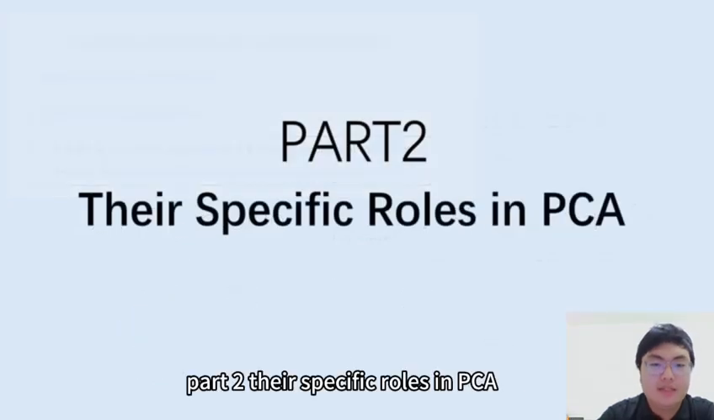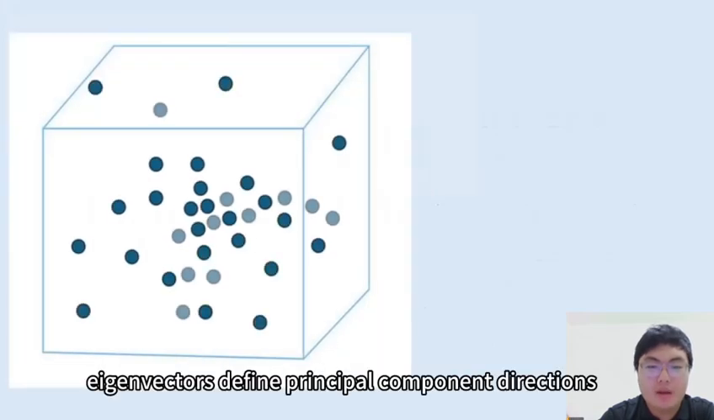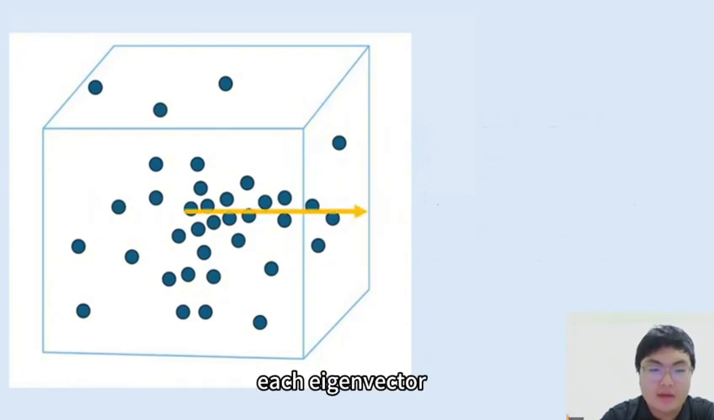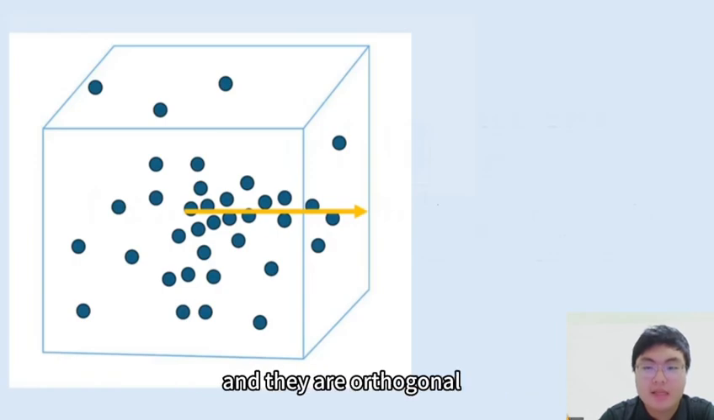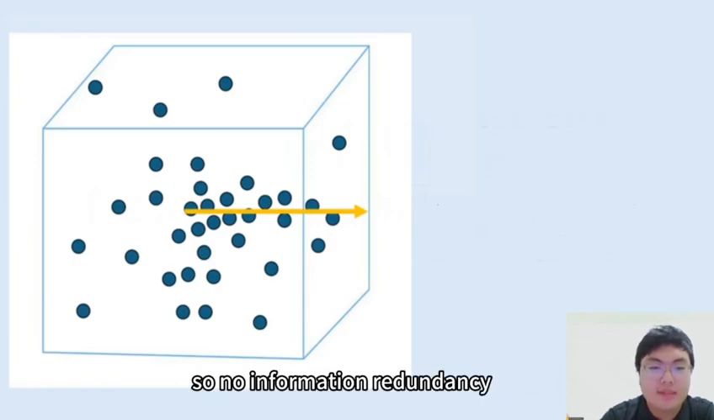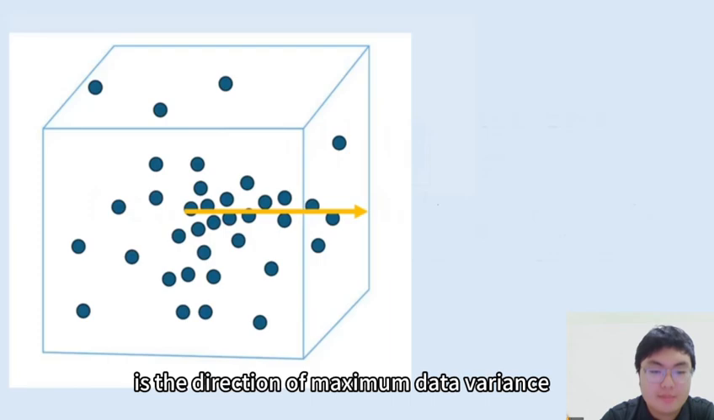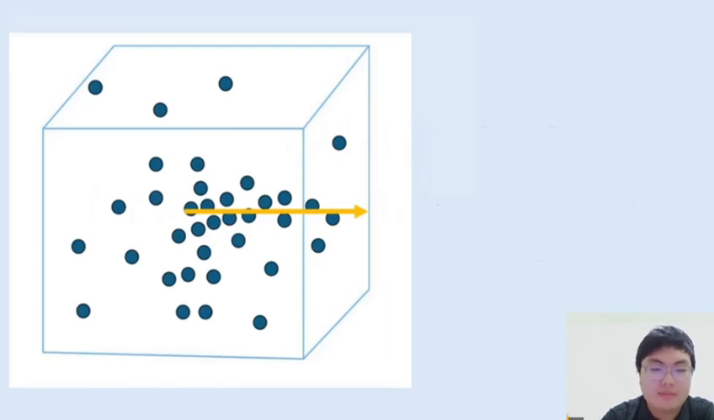Part 2. Their specific roles in PCA. First, eigenvectors define the principal component's directions. They act as new low-dimensional axes. Each eigenvector corresponds to one principal component, and they are orthogonal, so no information redundancy. The first eigenvector with the largest eigenvalue is the direction of maximum data variance, retaining the most information.